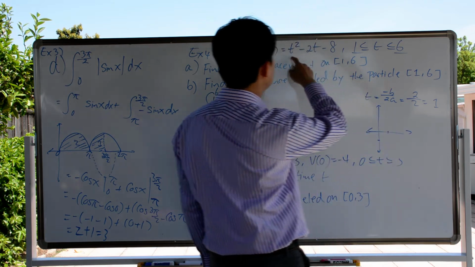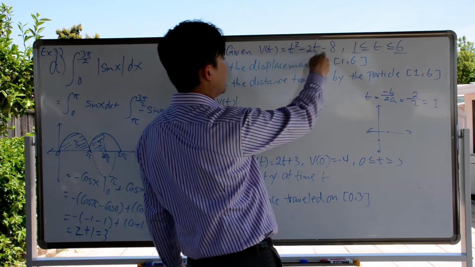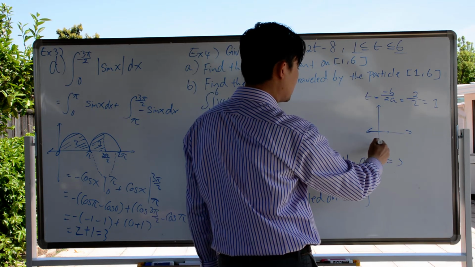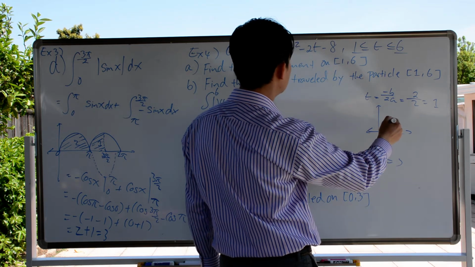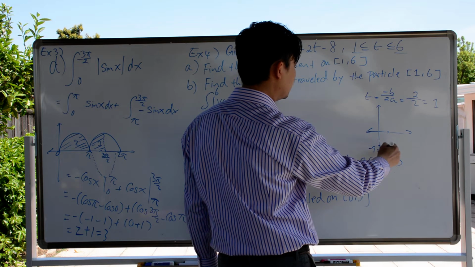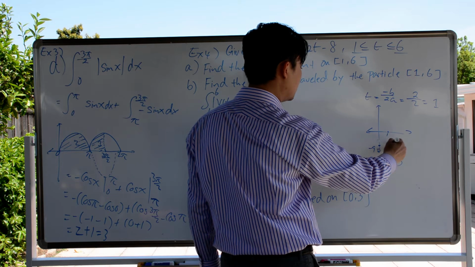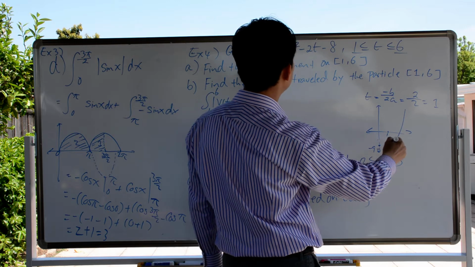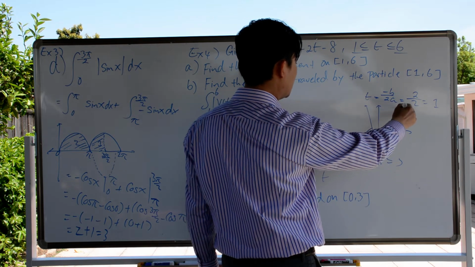So plug in 1. So we got 1 minus 2, negative 1 minus 8. So it's negative 9. So it's 1 comma negative 9. It's all the way down here. And then the y-intercept, we do have negative 8. So this one is symmetrical. So here's the v of t.